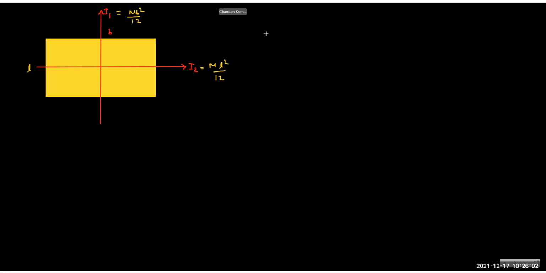Now let's do some regular problems. If I give you a rod and an axis which is not perpendicular, making some angle theta, this is the axis of rotation. I want the moment of inertia about this axis for the given rod which makes an angle theta. So what will be the moment of inertia?